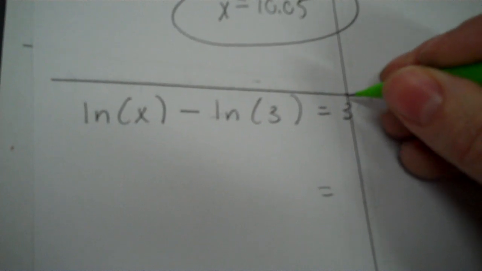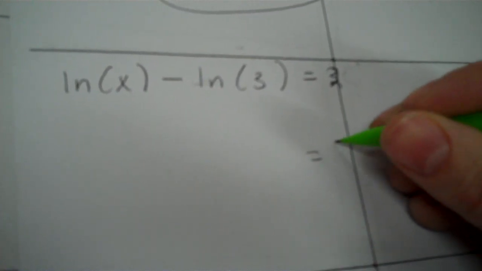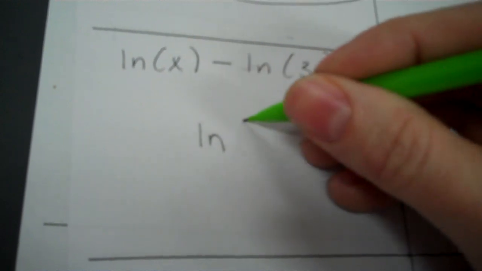Okay, then our last one. By the way, switch that 3 to a 2. Let's do a different number. I'm just switching that for the heck of it. So I have ln, and I'm going to put x divided by 3.